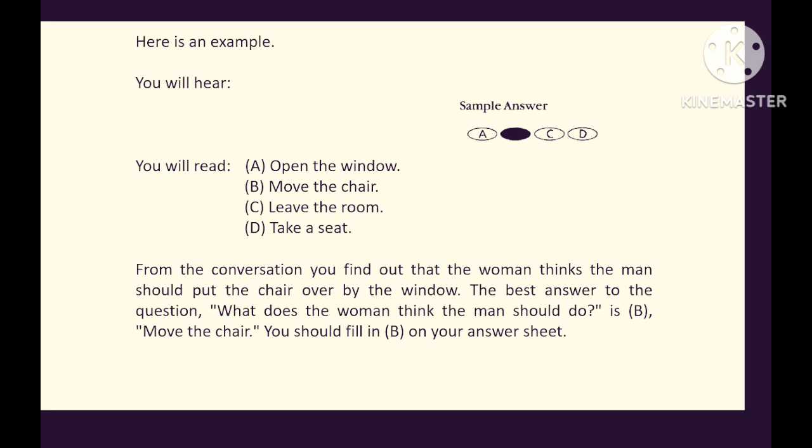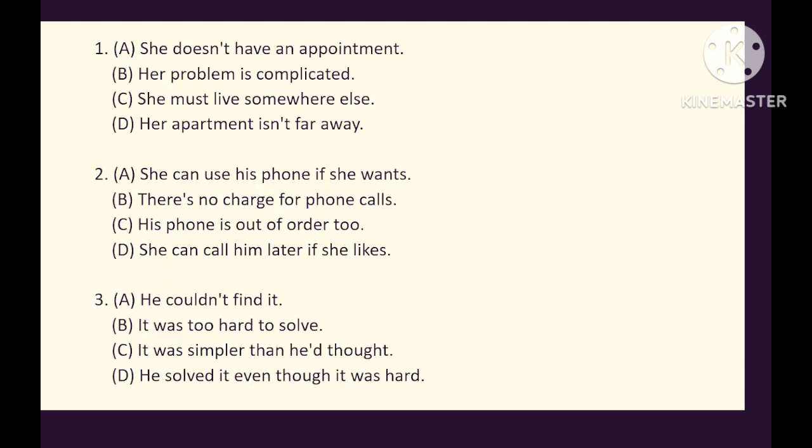From the conversation, you find out that the woman thinks the man should put the chair over by the window. The best answer to the question, "What does the woman think the man should do?" is B. Move the chair. You should fill in B on your answer sheet. Now let's begin with the first conversation.